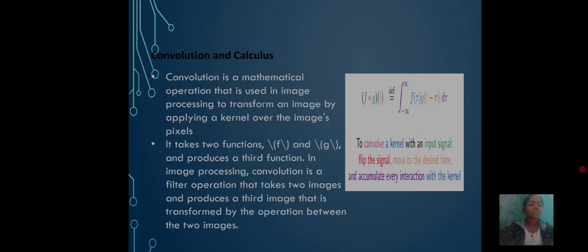Let's see what is meant by convolution in calculus. Convolution is a mathematical operation that is used in image processing to transform an image by applying the kernel over the image's pixels. It takes two functions, f and g, and produces a third function. In image processing, convolution is a filter operation that takes two images and produces a third image that is transformed by the operation between the two images.